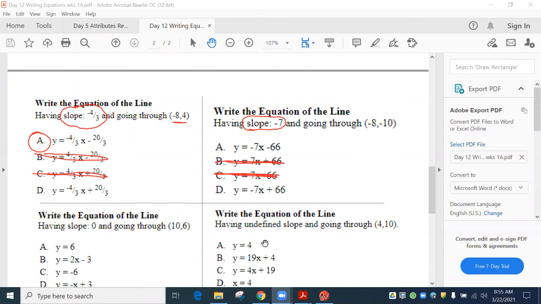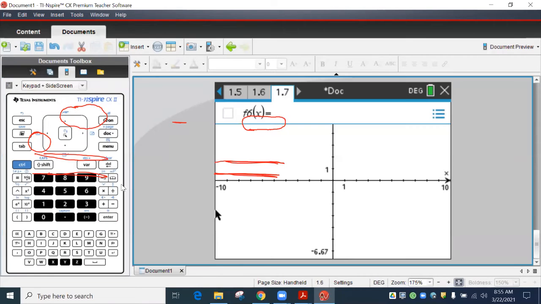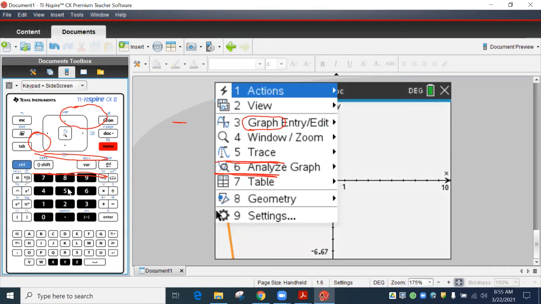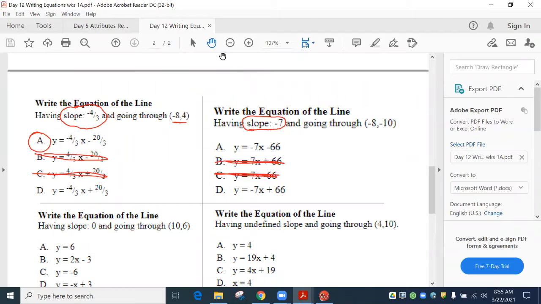So I'm going to go type in A. So start a brand new one. So we got -7x minus 66. Hit enter. Menu 5-1, and we are typing in -8. And yep, that's it right there. -8, -10 right there. So the answer is A.